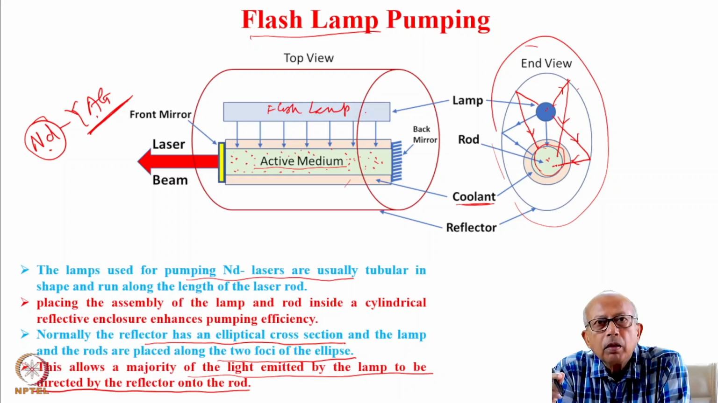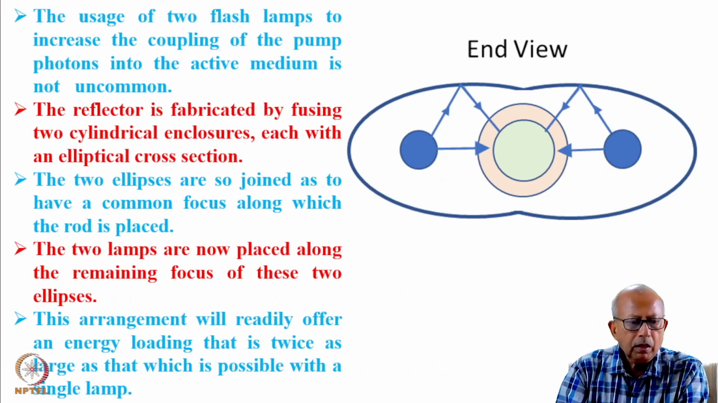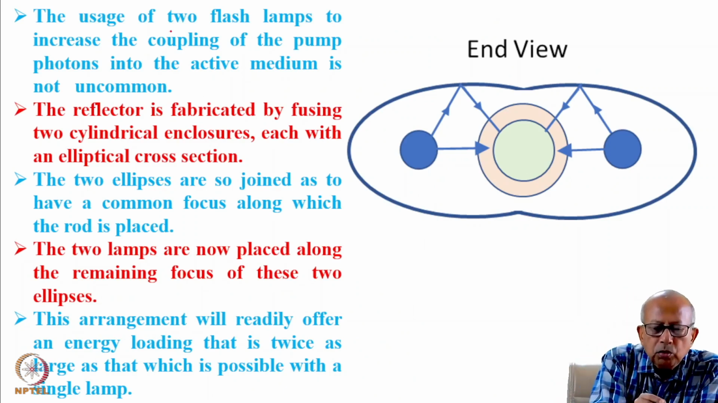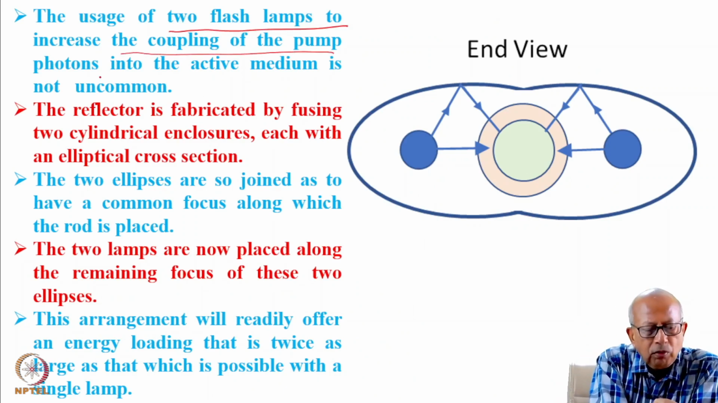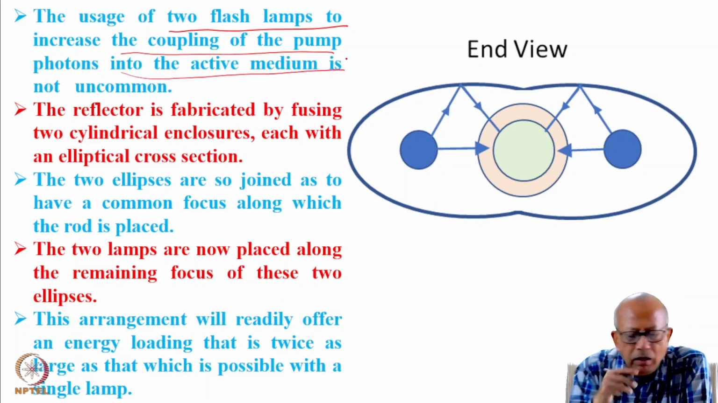rod, and it will help the pumping efficiency, that is, increase the population inversion. The usage of two flash lamps to increase the coupling of the pump photons into the active medium is also not uncommon.